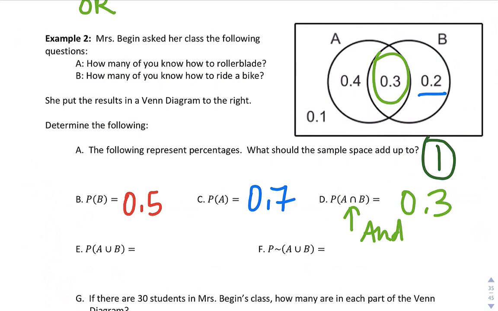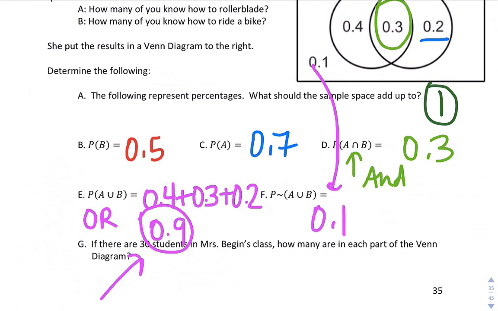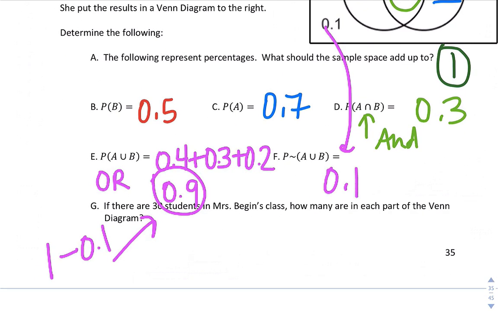All right, I did or down here, so let's switch colors here. The probability of A or B, so this is or, so this is one or the other or both. This is the one where we add them. 0.4 plus 0.3 plus 0.2, and that's 90%. Or we could have done the complement right here. So what's the probability of not A or B? 0.1. So another way we could have gotten this one is 100% minus the one on the outside. We could have gotten 90% that way too.